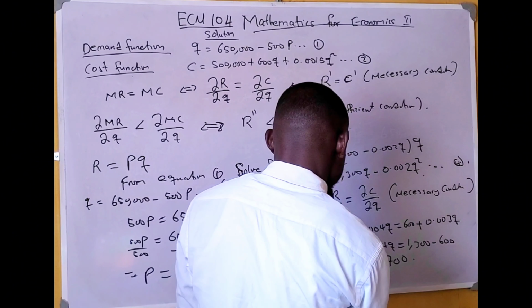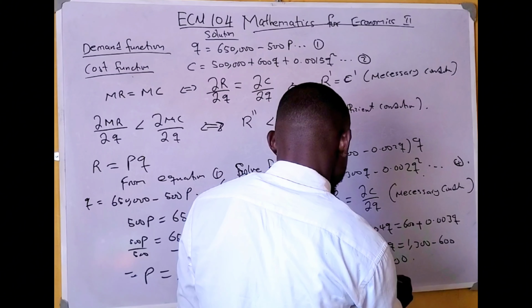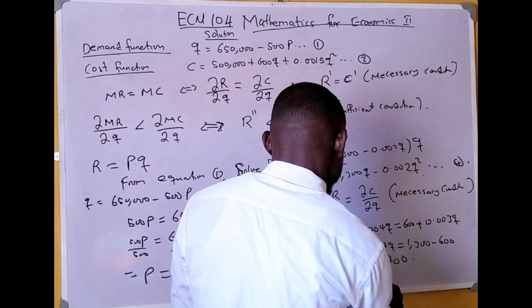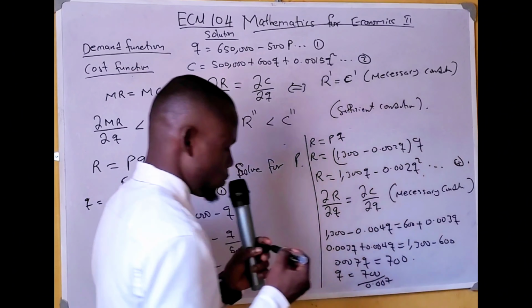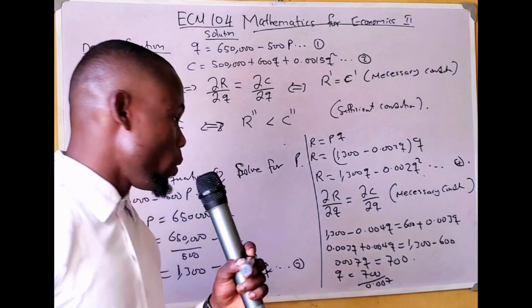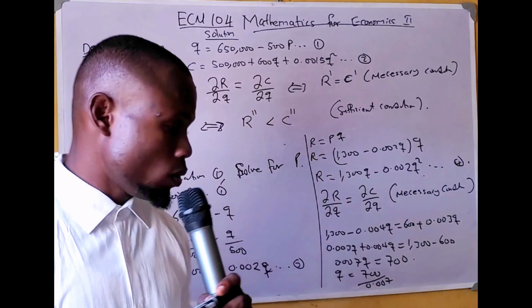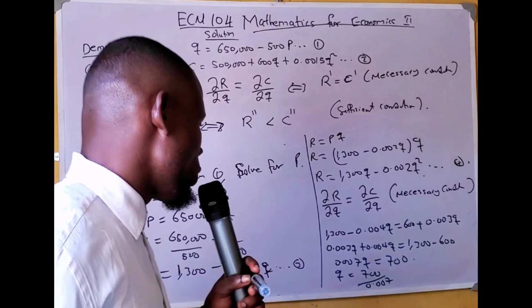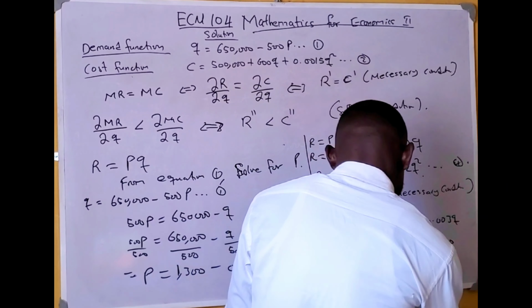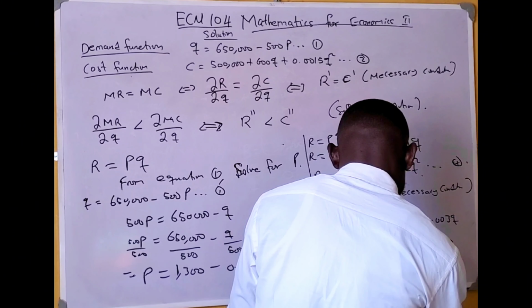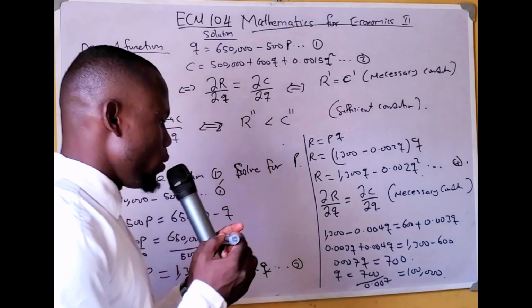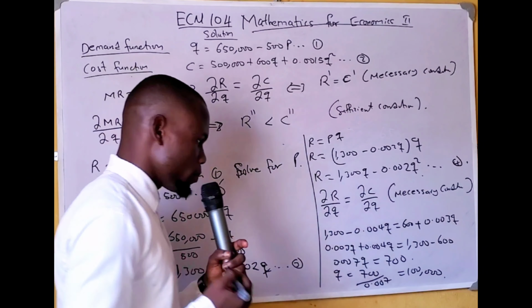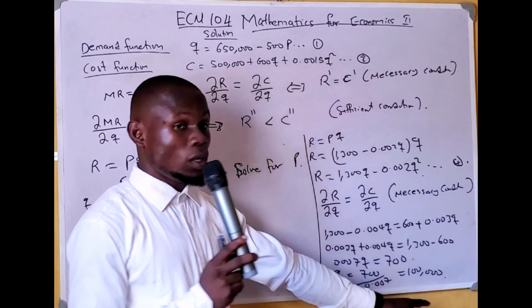So Q here will now equal 700 divided by 0.007. So divide all through by 0.007. So 700 divided by 0.007, what do we have? 100,000. That's our Q is 100,000. Now, let me give you something important here. Now, we've gotten our Q to be 100,000.